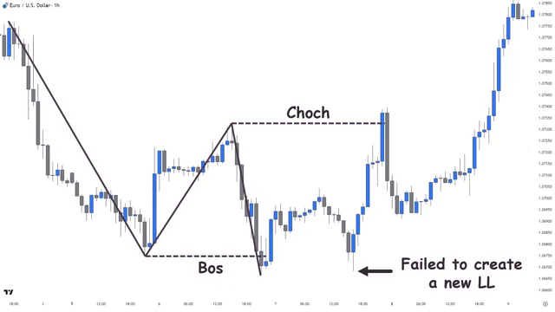Combining multiple time frames has many benefits, including gaining a broader perspective, confirming trends, identifying entry and exit points, and enhancing risk management. By considering different time intervals, you can make more informed and strategic trading decisions.